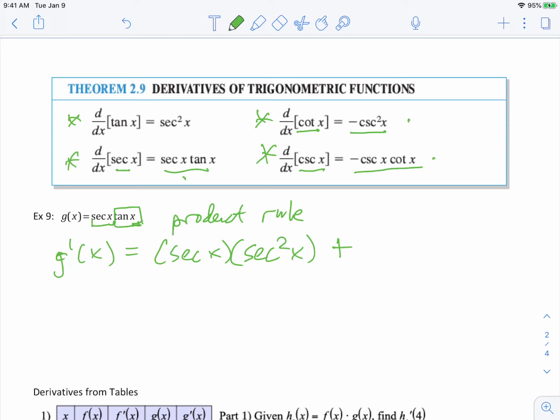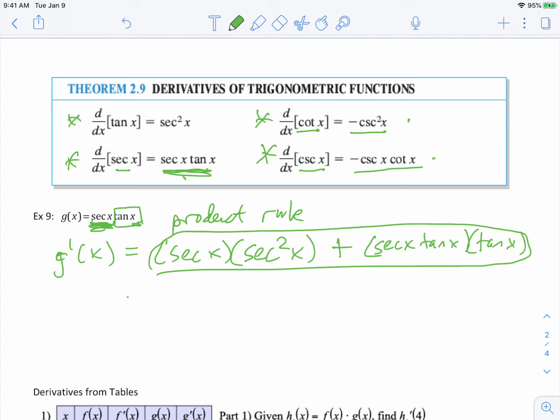plus, now we do derivative of the first one, so we're looking at secant. The derivative of secant is right up here, that's secant tangent, so we do secant of x times the tangent of x, and then take the second one, which is tangent of x. And so there you go.